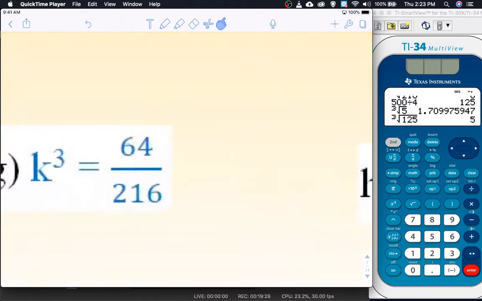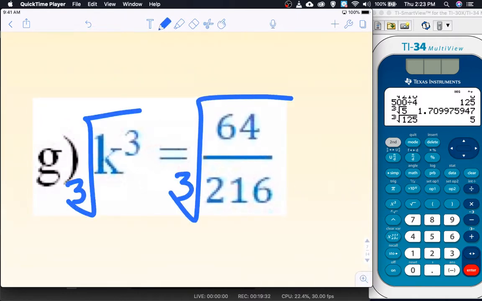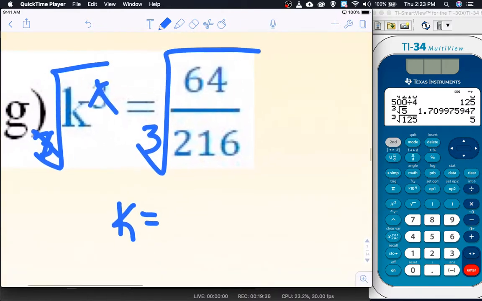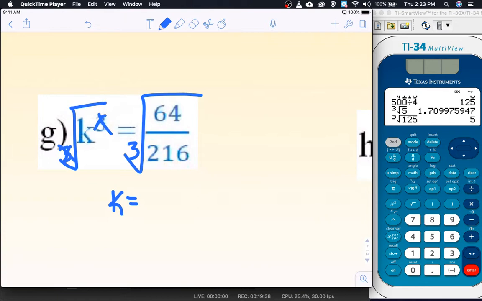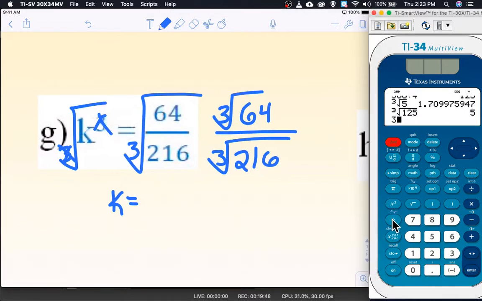All right, cube root. Let's try it again. Cube root and cube root. These guys cancel. We get just k equals the cube root of 64. I'm going to break this down into the top and the bottom because I actually know these in my head. You probably don't. It might just be easier for you to do 3-second caret.